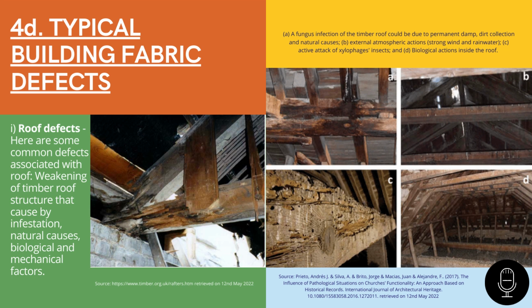First of all, in terms of roof elements, these are some common defects associated with the roof. First, weakening of the timber roof structure caused by infestation, natural causes, and biological and mechanical factors. If you look at photo A, a fungal infection of the timber roof could be due to permanent damp, dirt collection, and natural causes. Photo B can be caused by external atmospheric action, such as strong wind and rainwater. And photo D is caused by biological action inside the roof.